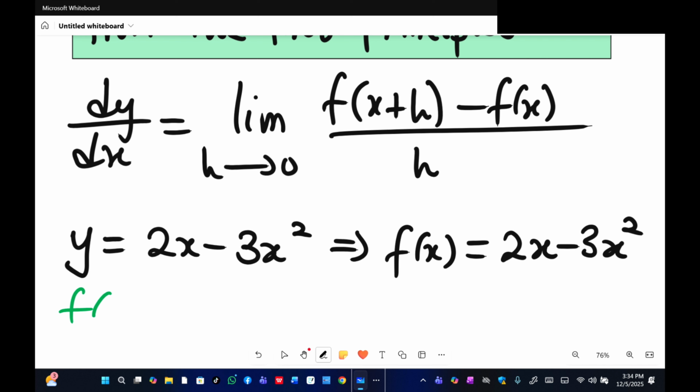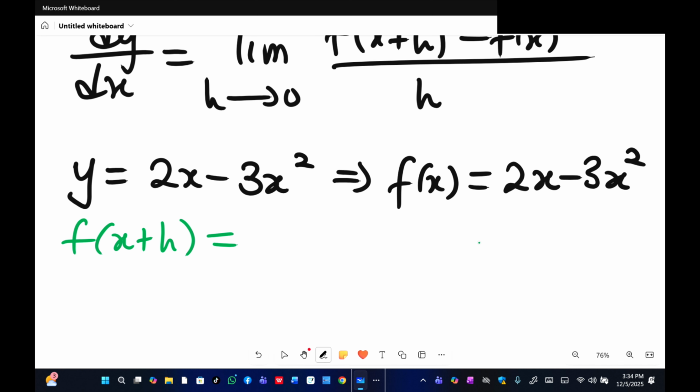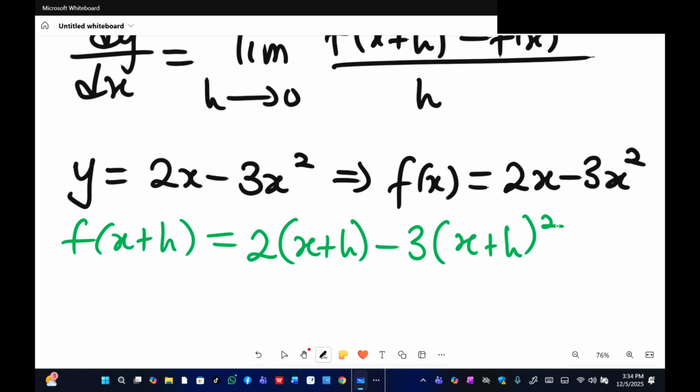So we have our f of x plus h, meaning we are going to replace x with x plus h. Wherever we see our x, we put x plus h. So it's going to be 2 in bracket, we have x plus h inside the bracket, minus 3 multiplying x plus h also in bracket squared. So we need to expand the bracket. So this becomes 2x plus 2h.